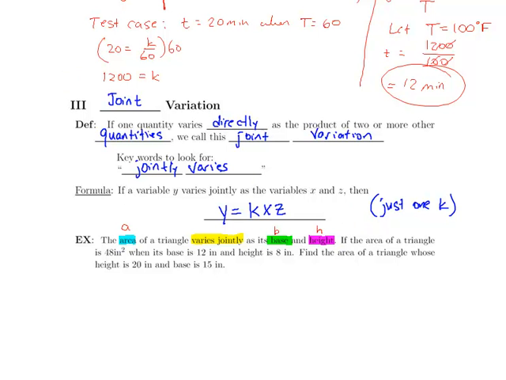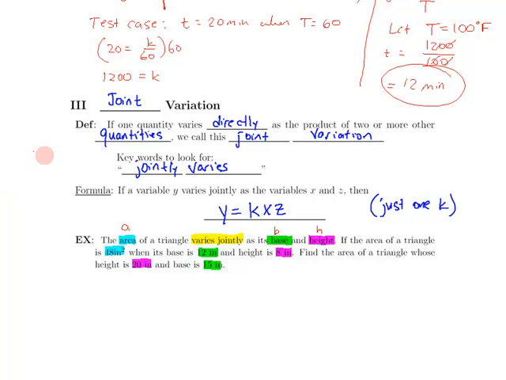Now we're given a test case. Which values do we know? What's the area that we know? Well, we know that the area is 48 square inches. We know that the base is 12 inches, and we know that the height is 8 inches. And then we're asked to find the area if we know that the base is 15 and the height is 20.